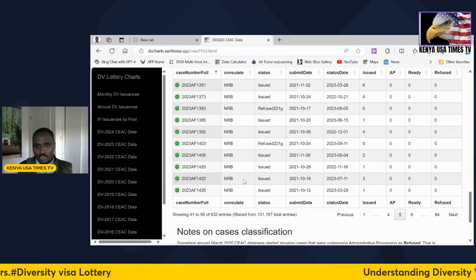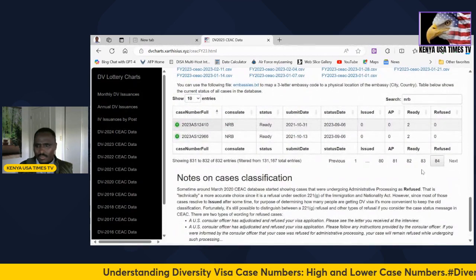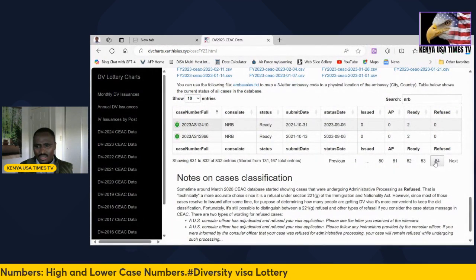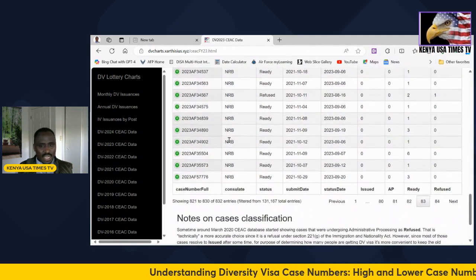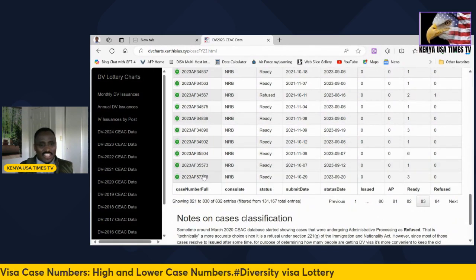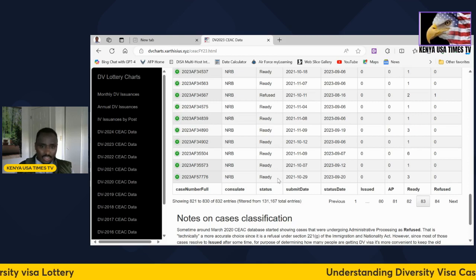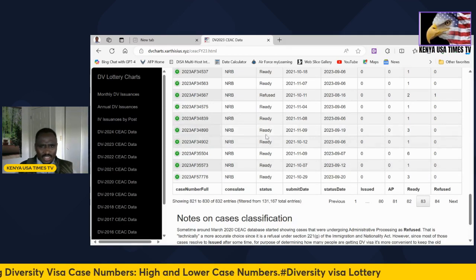Yes, for our case, there were not many refusals. I would have to see the high case numbers. Let's see. As you can see, somebody with a 57 something, Nairobi, ready. This person never got the visa because this DV 2023 is over. And then there is another person here.